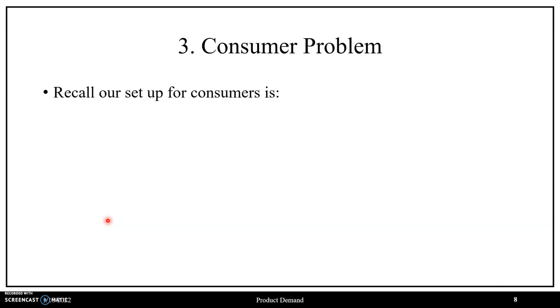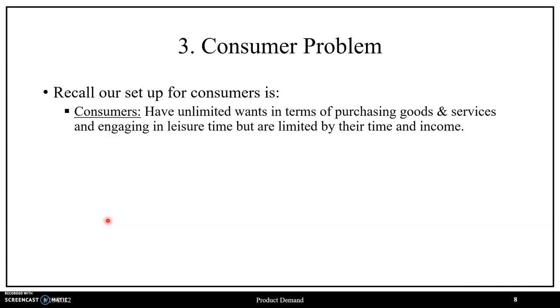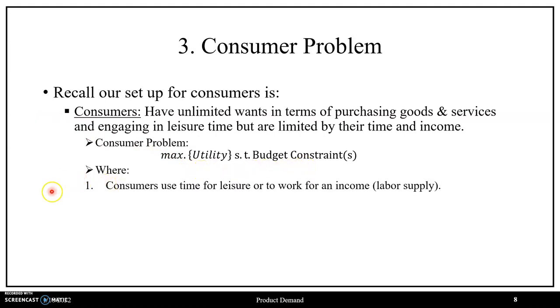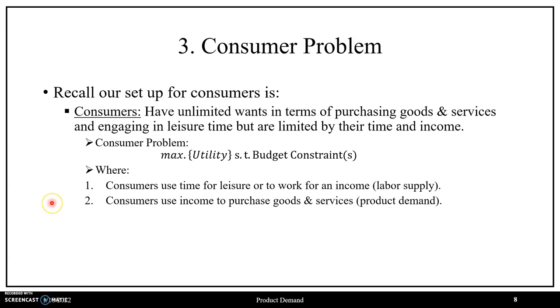So let us begin by recalling our setup for consumers. They have an unlimited amount of wants in terms of purchasing goods and services and engaging in leisure time, but they are limited by their resources of time and income. We formally stated their problem as maximizing utility, subject to the budget constraint, where consumers will use time for leisure or to work for an income process such that they supply labor, and they will use their income to purchase goods and services with, such that they demand goods and services, where this will be our focus for today as we seek to develop a product market as opposed to a labor market.